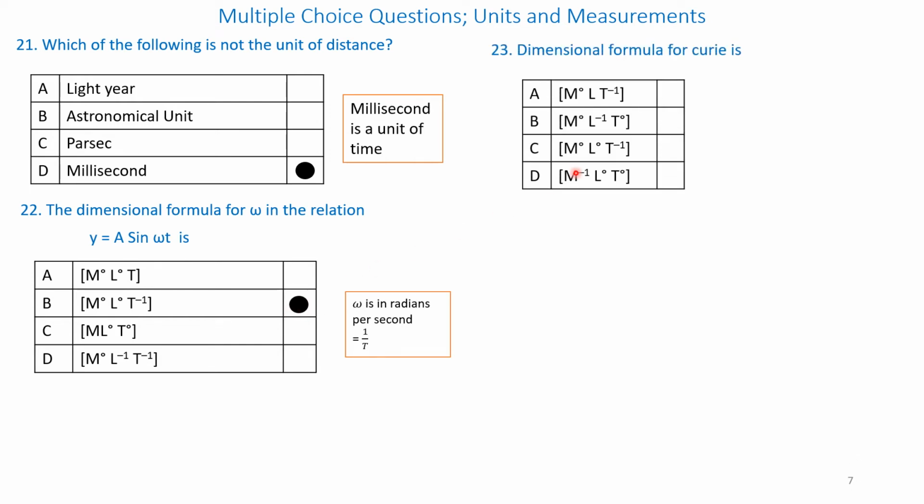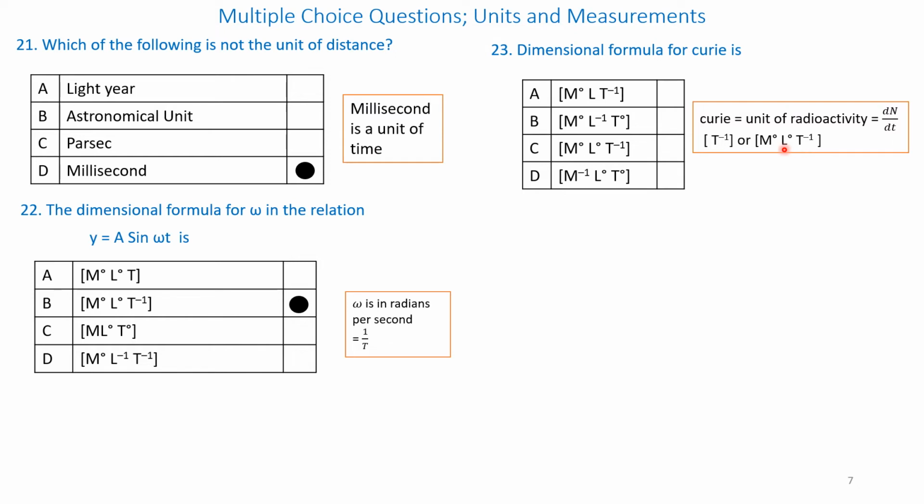Next question. The dimensional formula for Curie is option A, M to the power of 0, L to the power of minus 1. So let us find out the dimensions of Curie. Curie is the unit of radioactivity, that is equal to dN by dt. Therefore, it is T to the power of minus 1 or M to the power of 0, L to the power of 0, T to the power of minus 1.